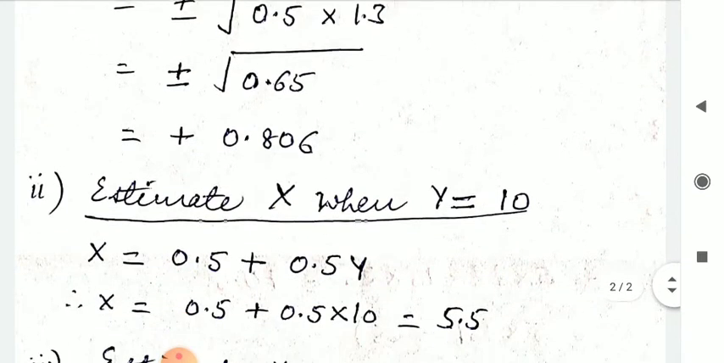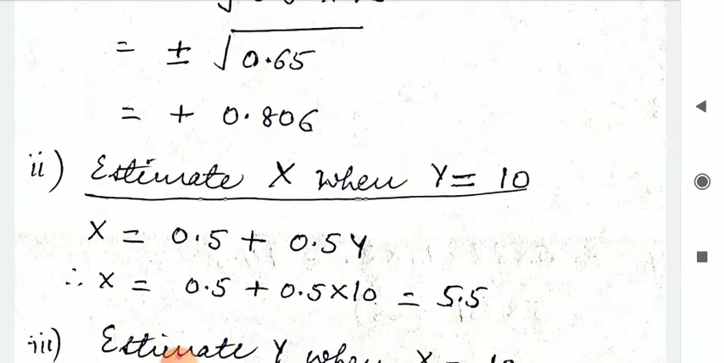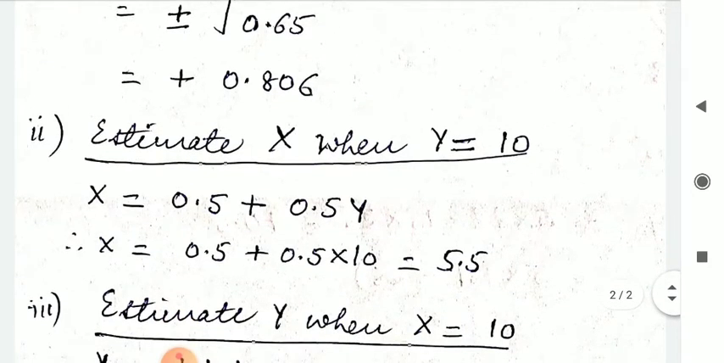Again you may be required to do some estimation, like estimate x when y is equal to 10. So you are given the value of y and you want to estimate the value of x. How will you do it? You will use the regression equation of x on y, which was x is equal to 0.5 plus 0.5y. So putting the value we get x is equal to 0.5 plus 0.5 into 10, which finally comes out to be 5.5. So in this way you can estimate the value of x when the value of y is given.